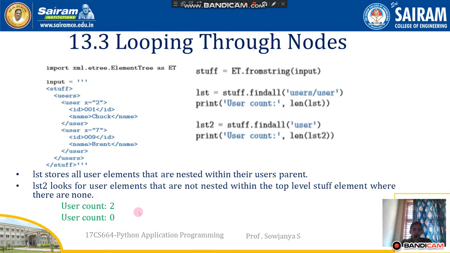Okay, so what it is showing: List 2 looks for the user elements that are not nested within the top level stuff element, where there are none. So it is giving user count as 0. Okay, so this is how looping through the nodes can be done in Python.